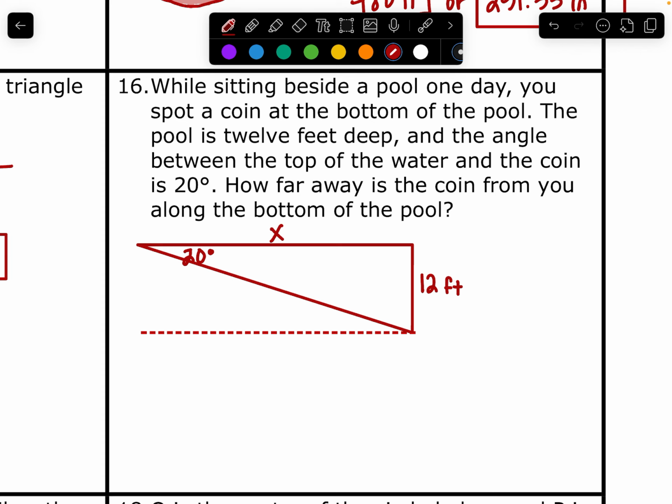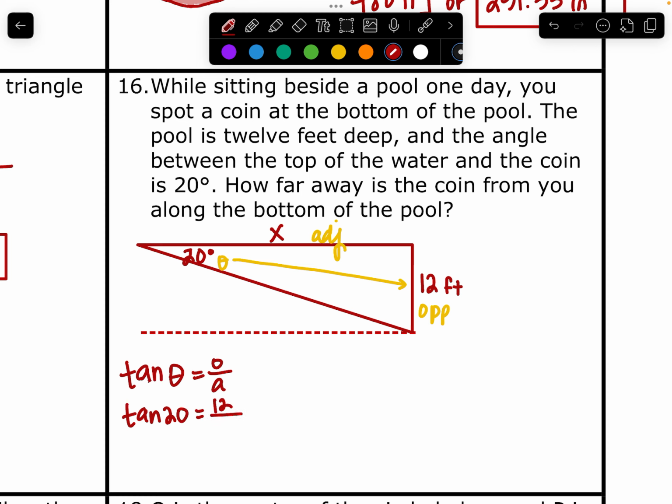All right, so let's go ahead and label this. This is a trig problem since it's angle of depression. That would be opposite because this would be theta. This would be adjacent. Hypotenuse is blank, leave it alone. Opposite and adjacent is tangent. Opposite, adjacent, tangent. So tangent theta is 20, opposite is 12, adjacent is x. Now we just have to solve for x.